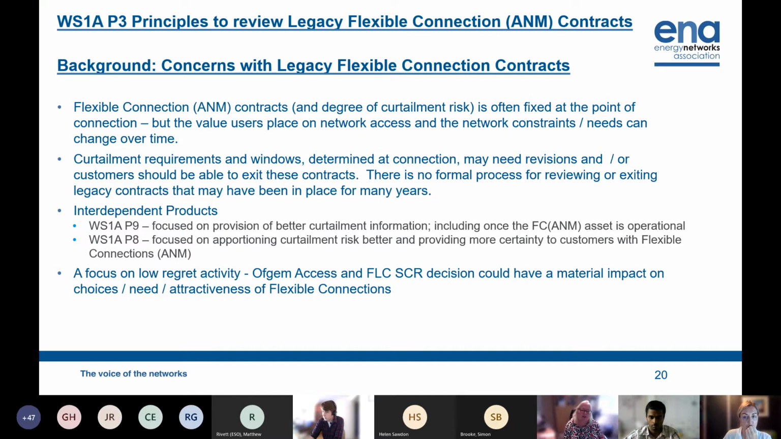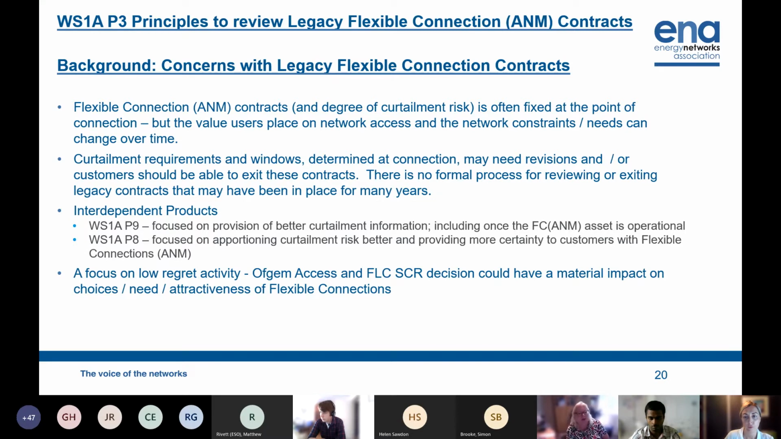And they're also looking at, it's not just about curtailment information at the point of connection and understanding the risk, it's also what happens to that curtailment information once the asset is operational. So obviously you can see that has a direct link to the concern that I just mentioned, where people were saying, well, things change over time and my risk might change over time. So there's a big interdependency and a lot of coordination that we do with product 9.